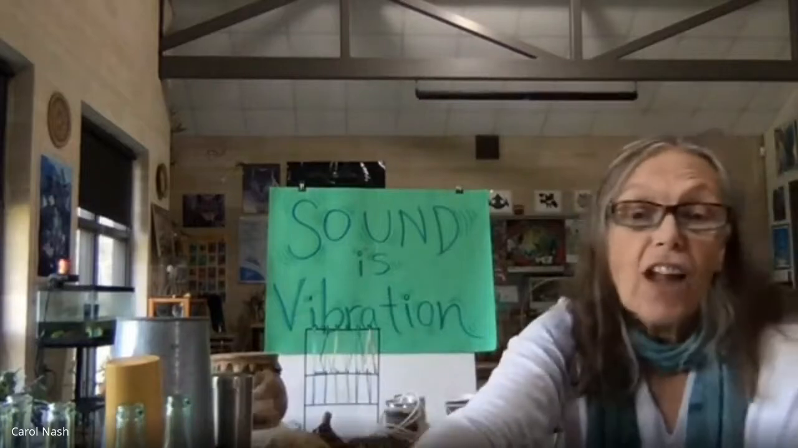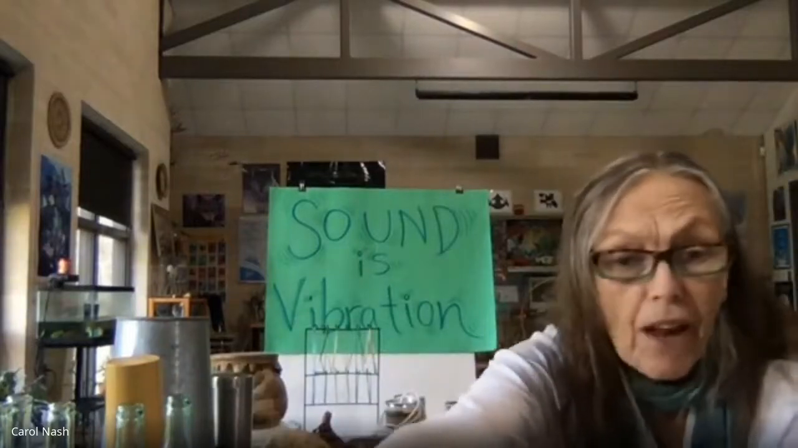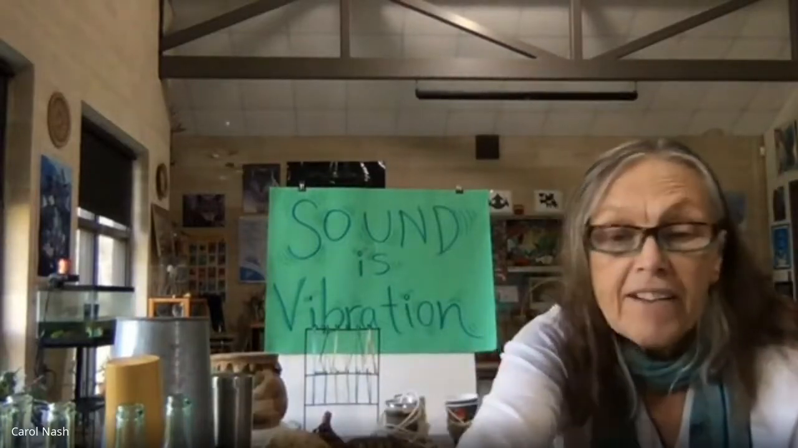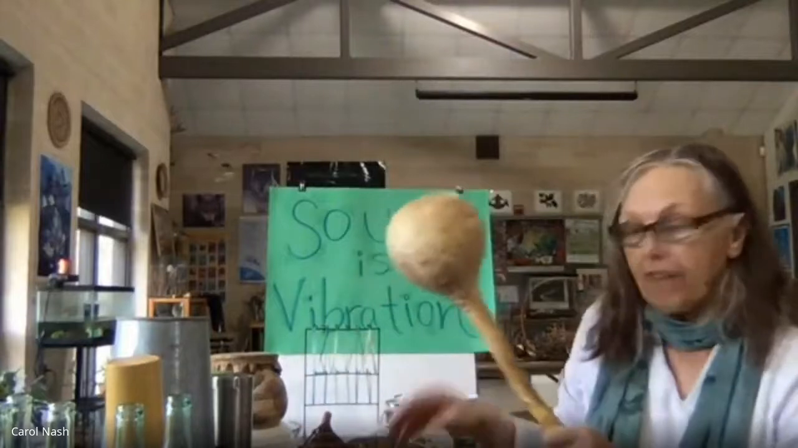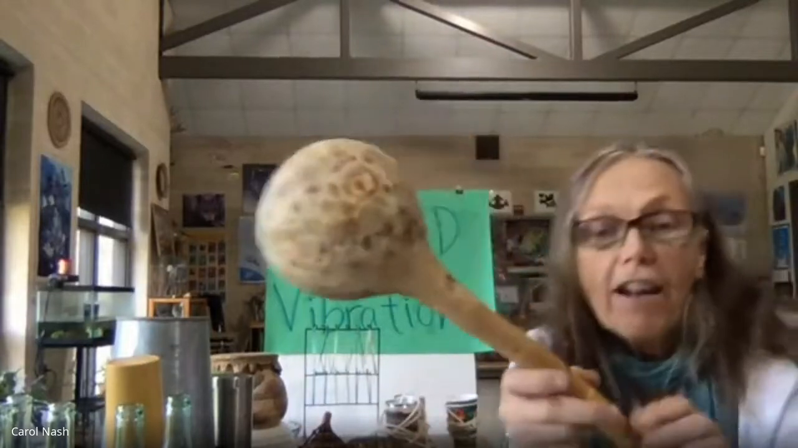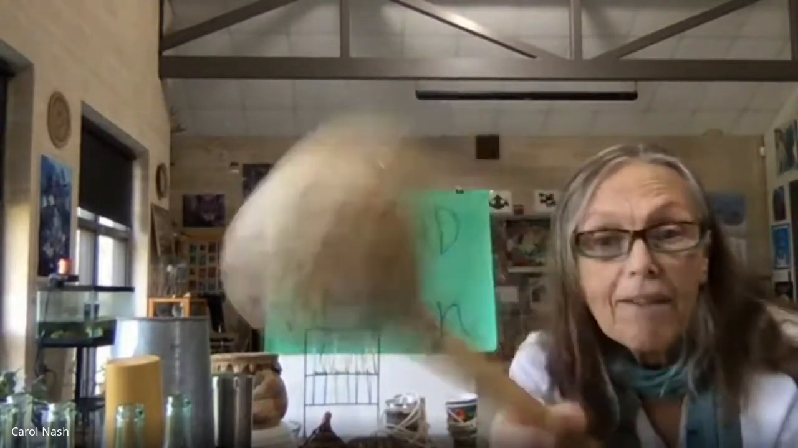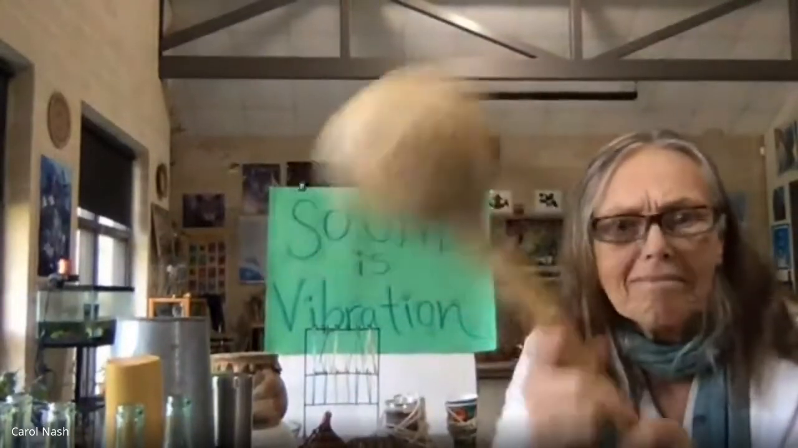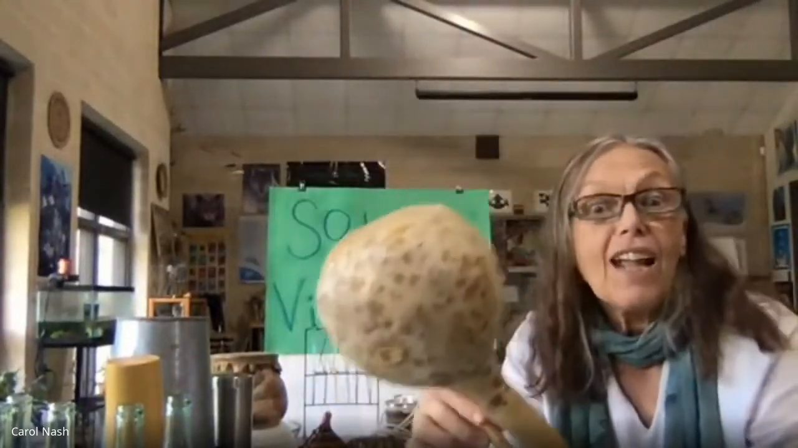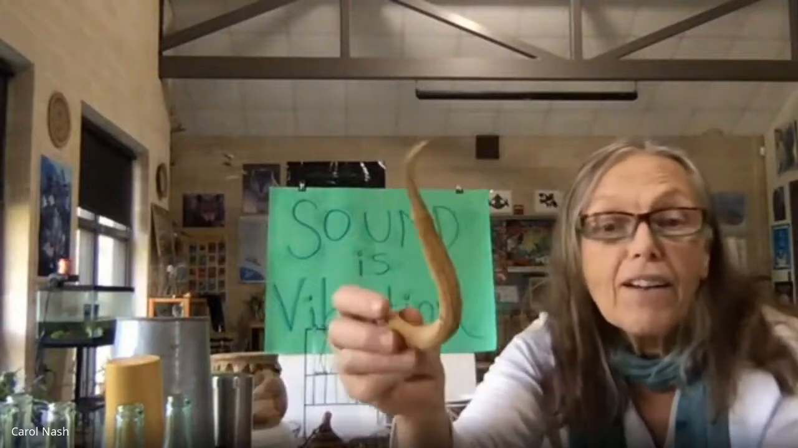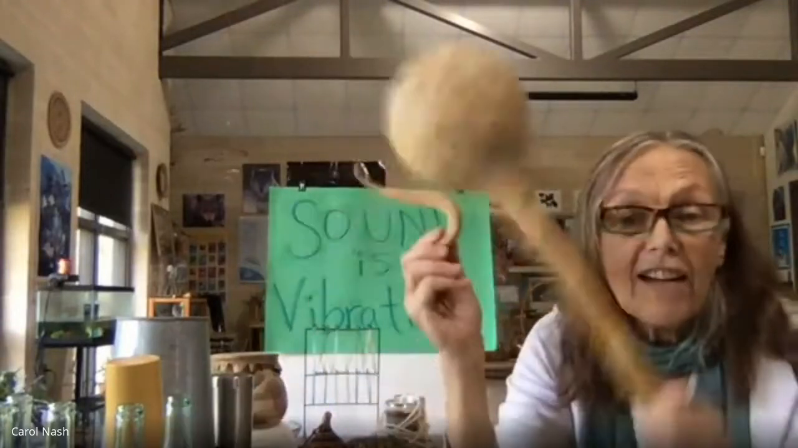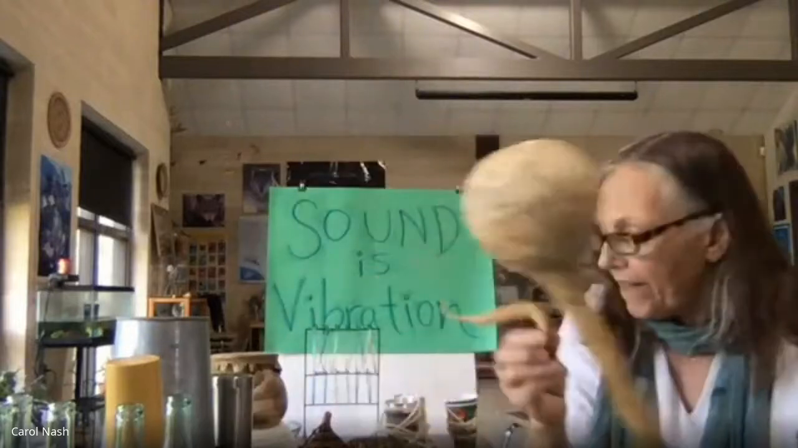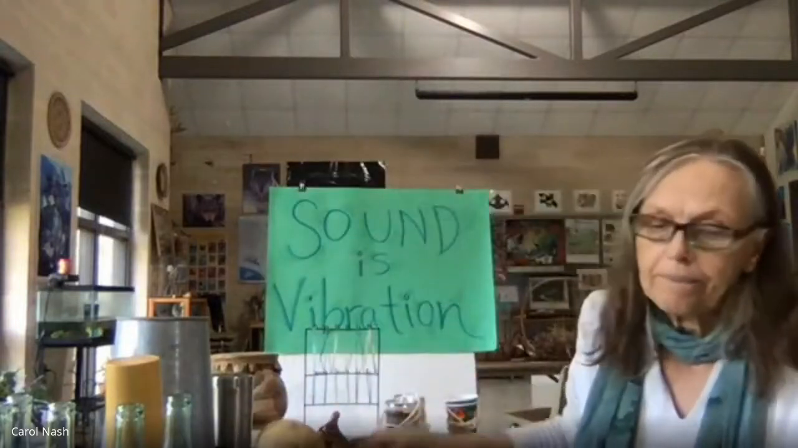Because sound is not all the same. The vibrations are different. So sometimes they're loud. We call that volume. So I have a gourd here that dries up, the seeds are inside, and it's a loud shaking sound. I have my little okra, and it makes a soft sound. So loud and soft. That's the volume.